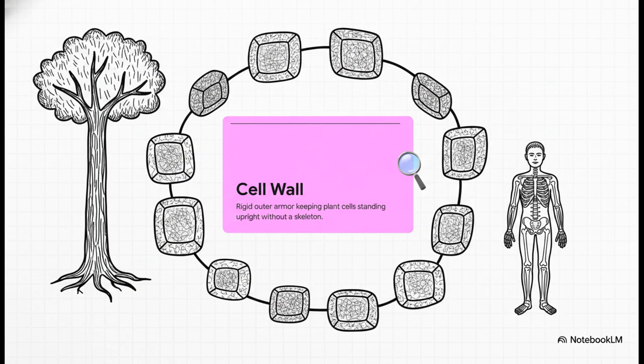So here's the crucial point. Plants don't have bones. You have a skeleton to keep you standing up, but a tree doesn't. Instead, plants rely on an extra outer layer called the cell wall. This cell wall is like a rigid suit of armor placed right outside the cell membrane. It keeps the plant cell shaped like a sturdy box, allowing massive trees to stand hundreds of feet tall without a single bone in their body.